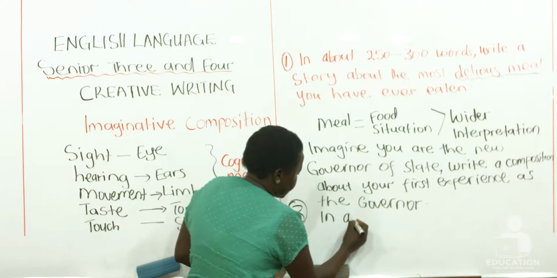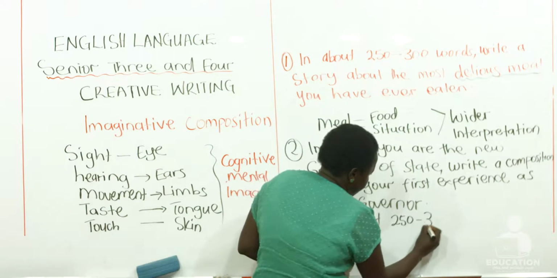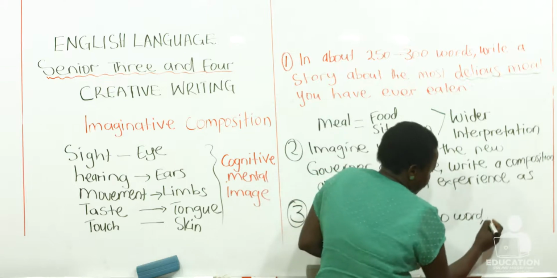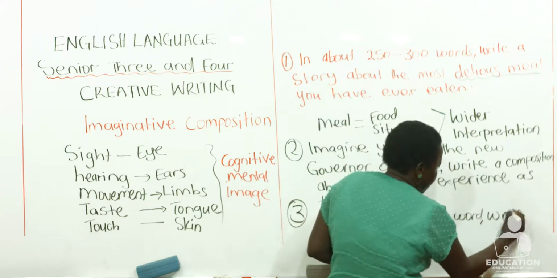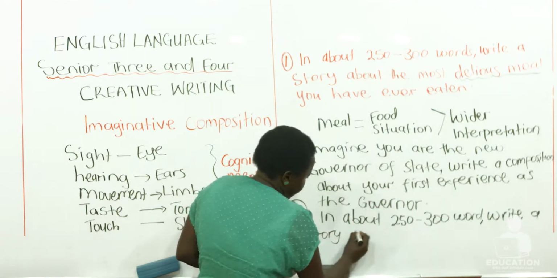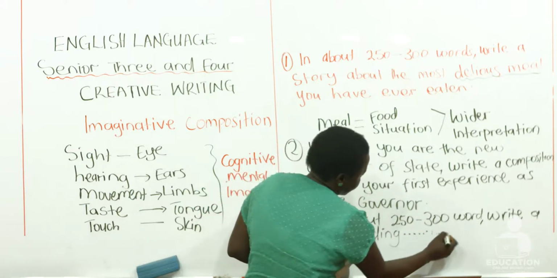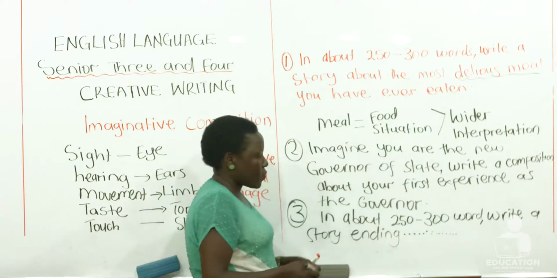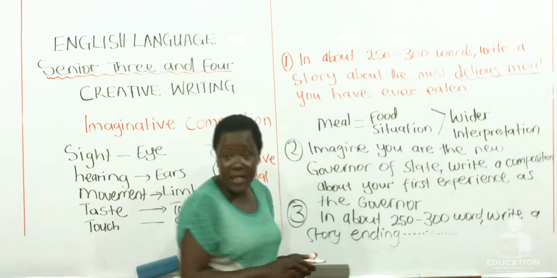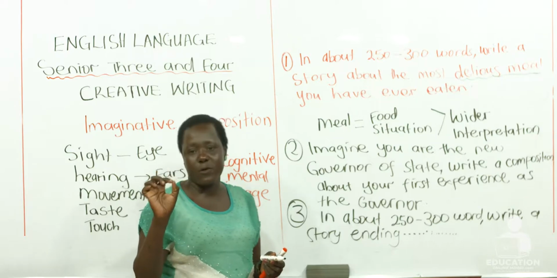In about 250 to 300 words, write a story ending, put dot or put dash. Write a story ending, "I wish I knew is a lesson of a fool."